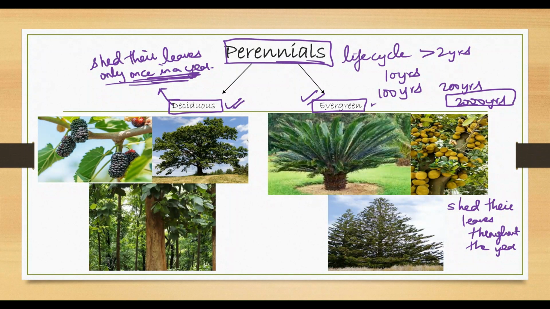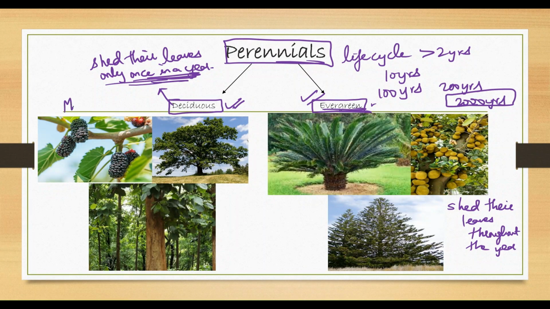But in evergreen, as the name suggests, the plant is always evergreen. That means leaves are present on the trees and shedding also continues throughout the year. There is no specific period or season when all the leaves get shed. Shedding is nothing but the falling of leaves from the tree. So deciduous plants are those trees or plants where the shedding of leaves occurs only once in a year.